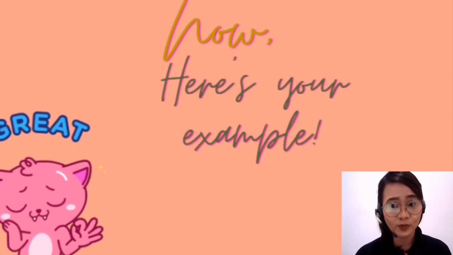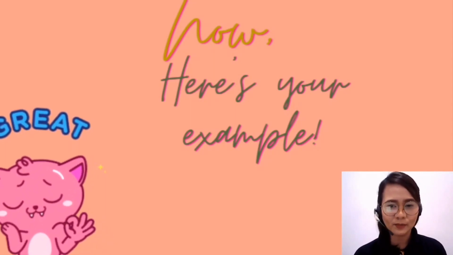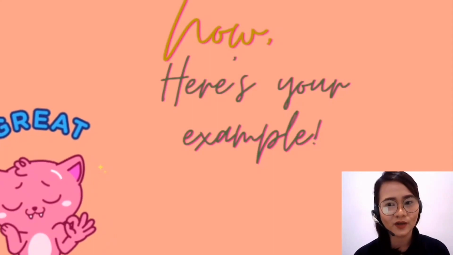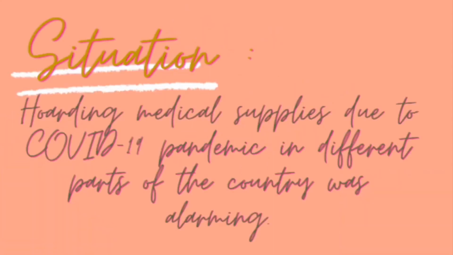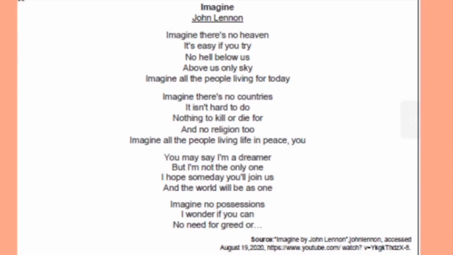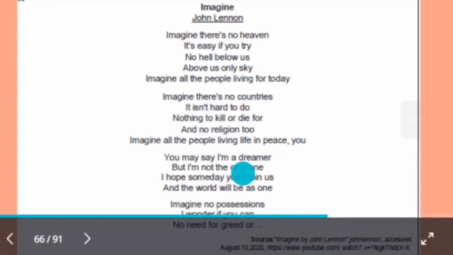Okay, well, before anything, I'll give you an example on how you can answer this activity. Eyes here. So, the situation is hoarding medical supplies due to COVID-19 pandemic in different parts of the country was alarming. Well, of course it is. Now, let's try to find a solution from the lines of the song. Let's skim the lines.